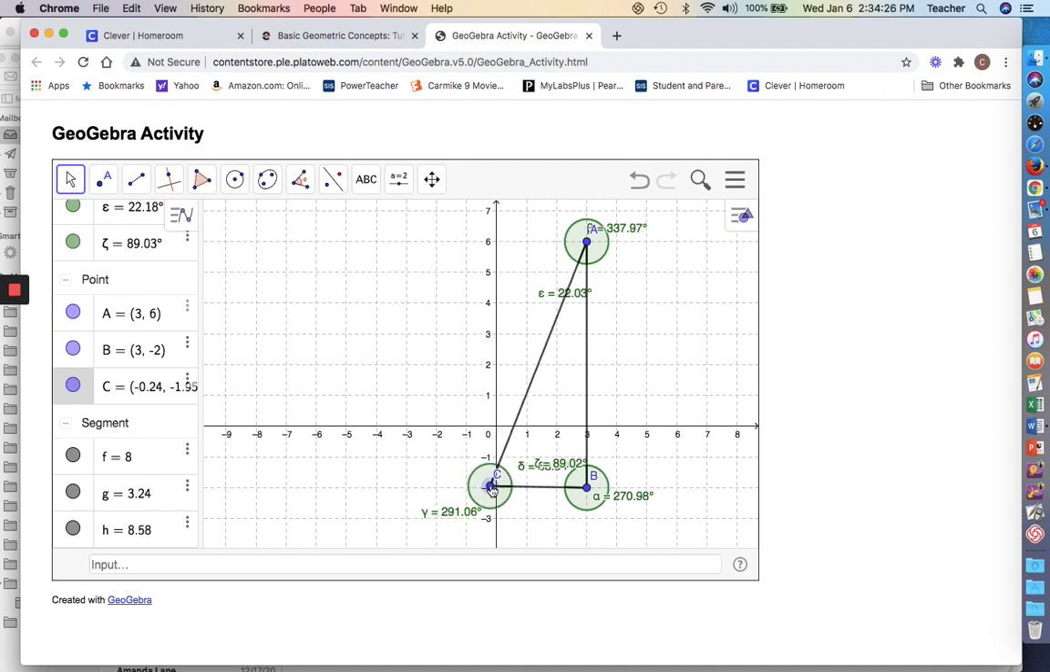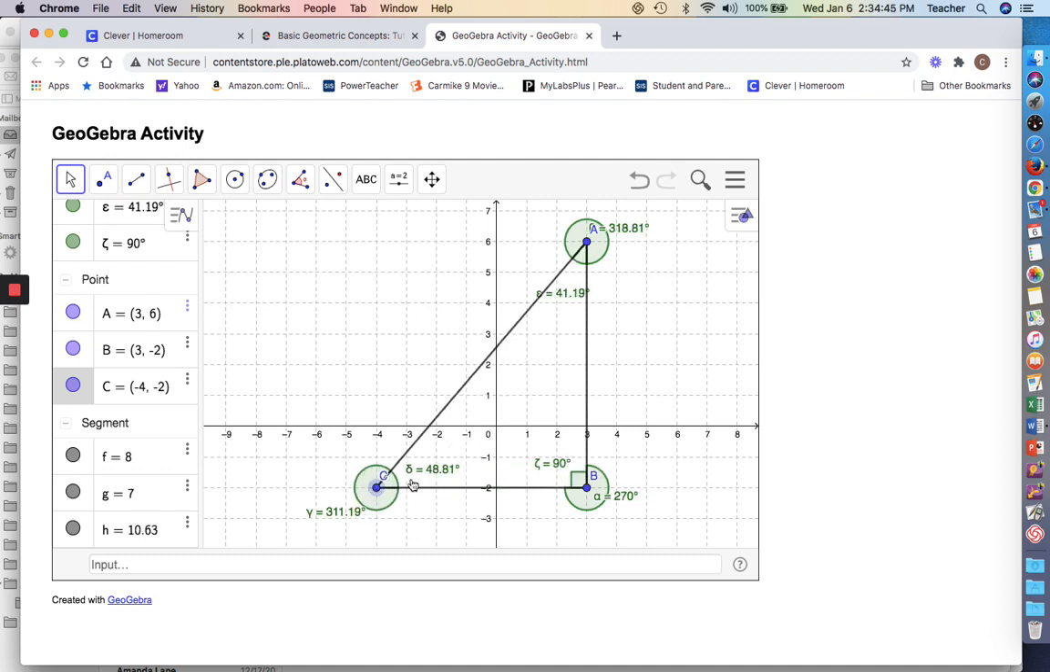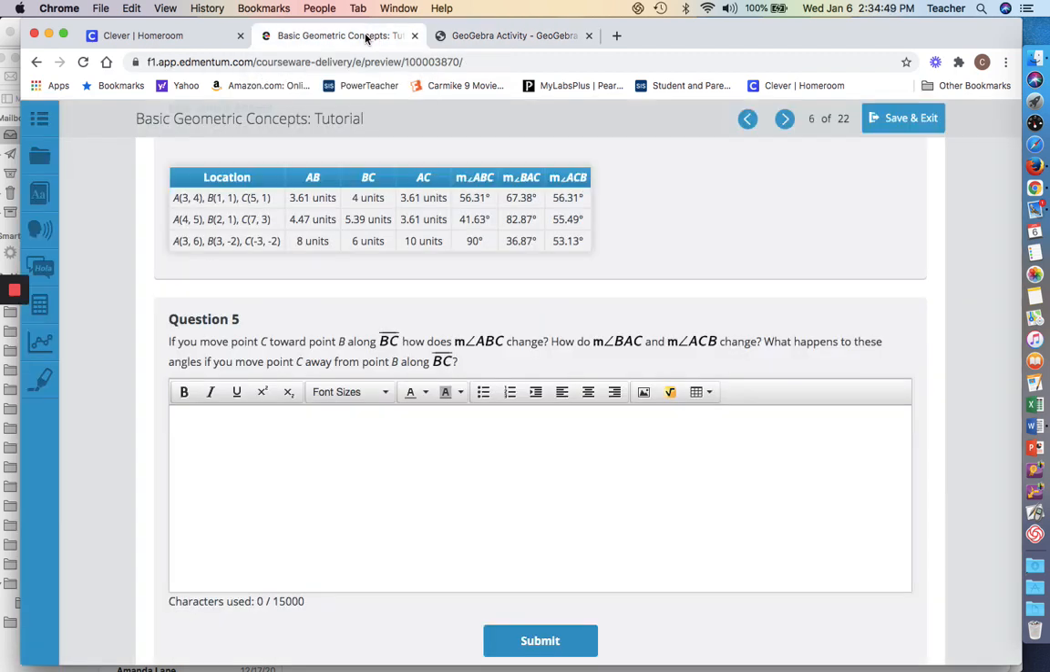The angles are definitely changing. The sides are definitely changing. But does angle B change? No. Angle B stays 90 degrees no matter what. So if I move it over 1, it's still 90. If I move it back, it's still 90. So angle B does not change.